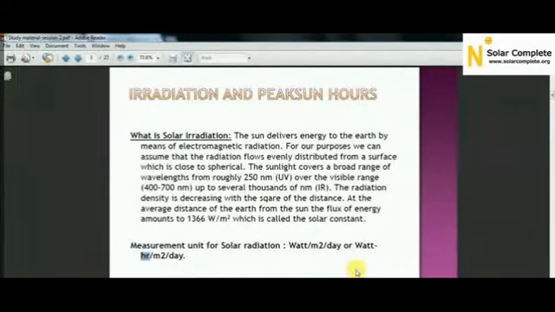The basic measurement unit is watt hour per meter square per day. Now let's take an example of solar panels. Again the same case: you have installed solar panels on a 100 meter square area, and somebody is asking you to measure the solar energy on the 100 meter square area of solar panels.